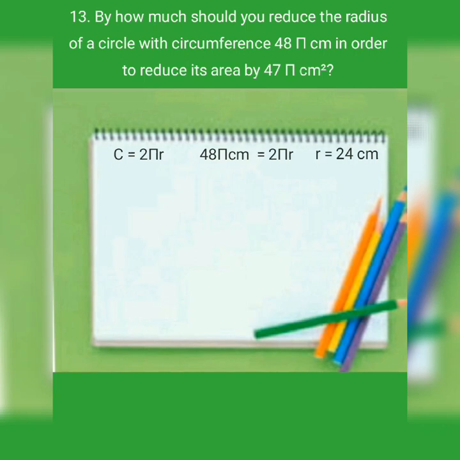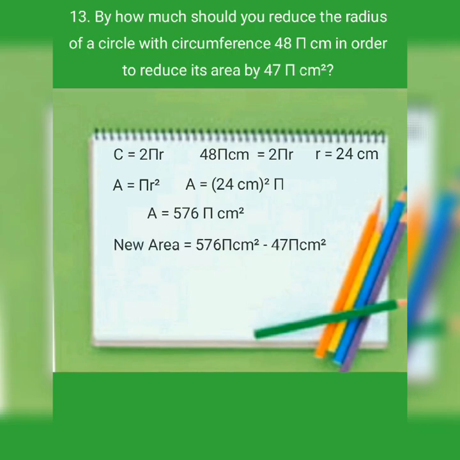Next is to determine the area of a circle whose circumference is 48 pi centimeters, or with a radius of 24 centimeters. Area is equal to pi r squared. So, the area of the circle is equal to 576 pi square centimeters. We are asked to reduce its area by 47 pi square centimeters. So, the new area is equal to 529 pi square centimeters.